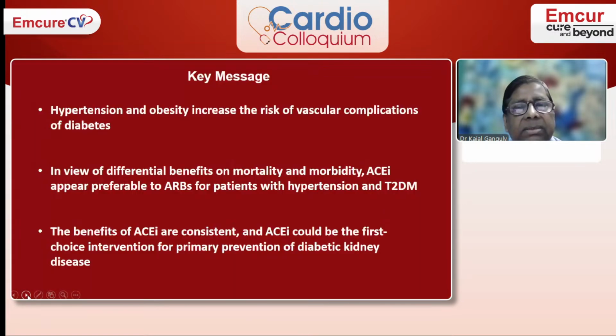So the key message is that hypertension and obesity increase the risk of vascular complications in diabetic patients. In view of differential benefits on mortality and morbidity, ACE inhibitors appear preferable over ARBs for patients with hypertension and diabetes. The benefits of ACE inhibitors are consistent. ACE inhibitors could be the drug of choice for intervention in primary prevention of diabetic kidney disease.